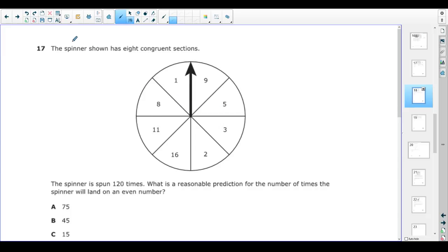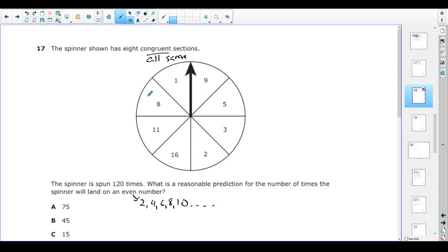Alright, 17. 8 congruent sections means they're all the same size, same chance of getting any of the 8 numbers. The spinner is spun 120 times. What's a reasonable prediction for the number of times it will land on an even number? So evens are 2, 4, 6, 8, and so on.